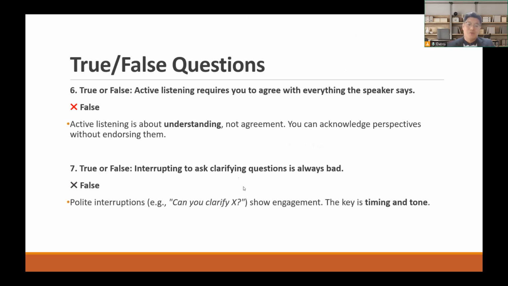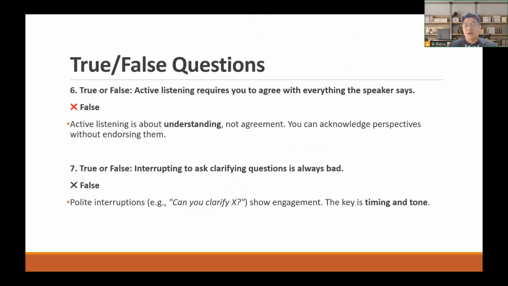The next one: interrupting to ask clarifying questions is always bad. Okay, that is also false, because polite interruptions show engagement. For example, you can use a question to express your own opinions. Even though this is a kind of interruption, you have shown that you want to do it for a reason, but you have to pay attention to the correct timing. When should you do this? You cannot do this all the time.